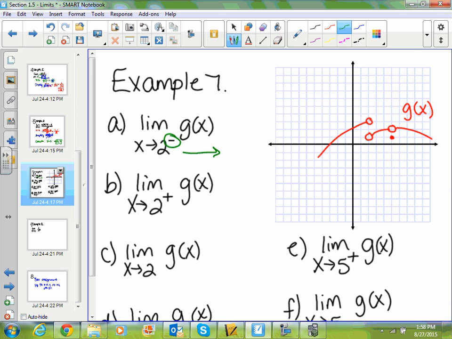Okay, and so I can see when x equals 2 that there's two different values on my graph. But since I'm looking at it from the left, I'm caring about the curve that's coming on the left side of that point. And so what is my y value equal to on that part? 3. So my limit is just 3.